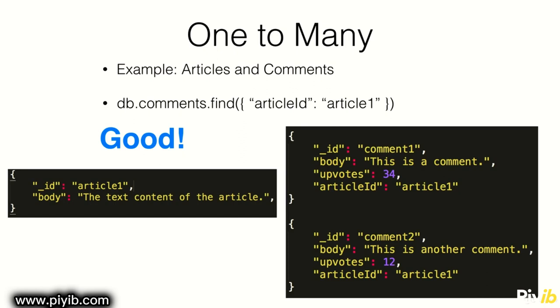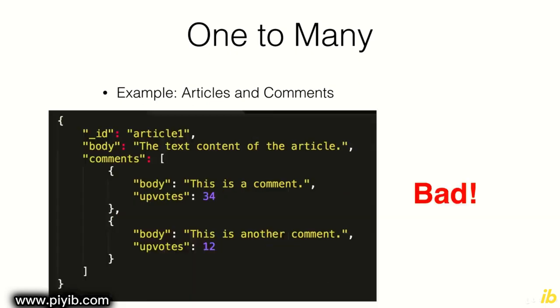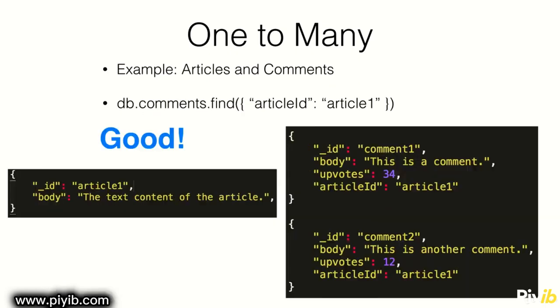So therefore, if you're loading this article on a web page and you want to find all the comments along with it, you just need to run a command like db.comments.find, where article ID is equal to article 1. And that'll happen at the same speed as loading this. The reason why this is better is because if you want to upvote any particular comment, you no longer have to traverse through this comments array. You can just specifically refer to any one of these comments and change the upvotes counter.